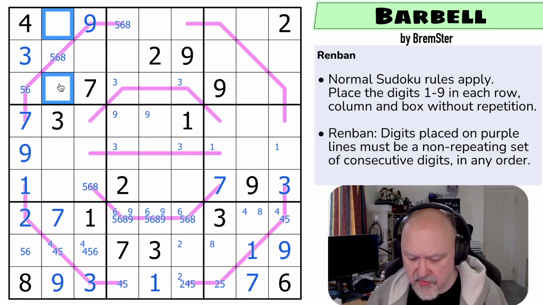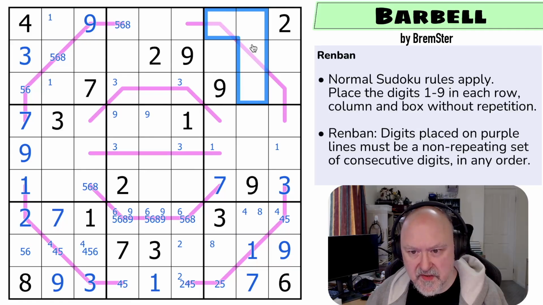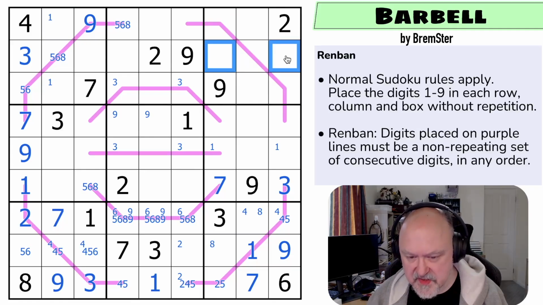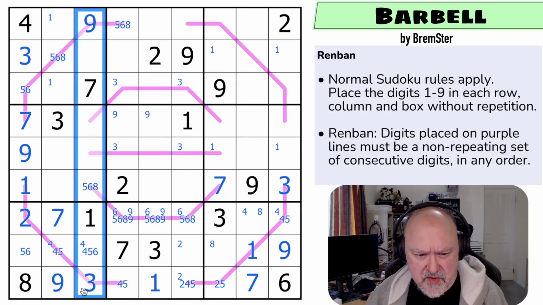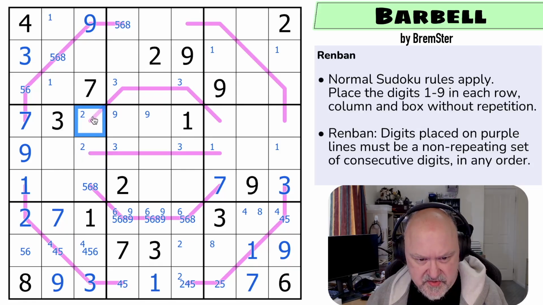One is in one of those two. Similarly, 1 can't be on this line because I can't put 2 on the line. So 1 is in one of those. So 1 isn't in any of those. 2 in this column can't be in any of those. 2 is in one of those two.